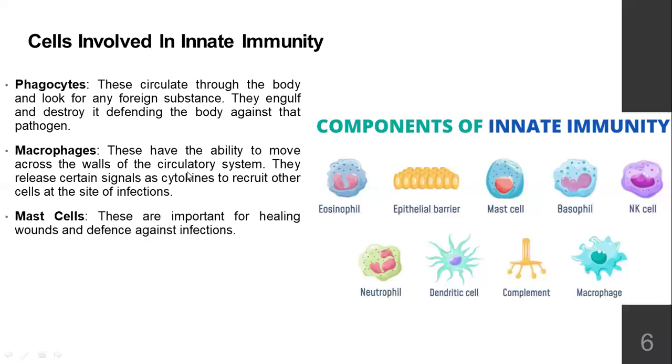Mast cells are usually important for healing and defending your body once you have a wound. Mast cells will be more active. So for those who are undergoing wound dressing or burn patients, if you check their blood report, mast cell levels will be high, indicating that the wound is healing and trying to protect itself from infection.